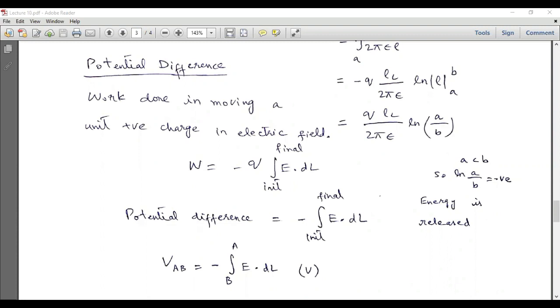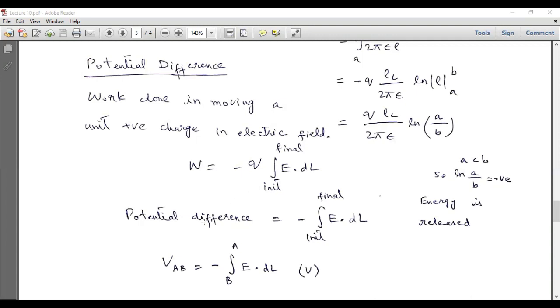In this lecture, we will move forward and take our discussion to potential difference. In the previous lecture, I demonstrated the concept of work and energy in electrostatic fields. So the potential difference can be defined as work done in moving a unit positive charge in the electric field, and in case of work, we had the mathematical expression of W equal to minus Q integral from initial to the final position E dot dl.